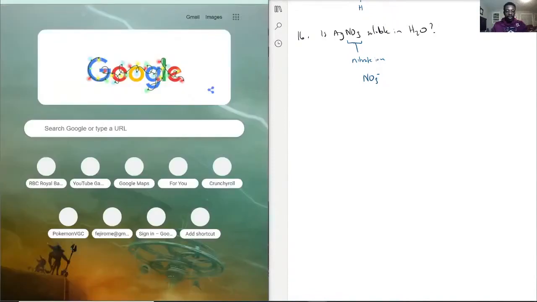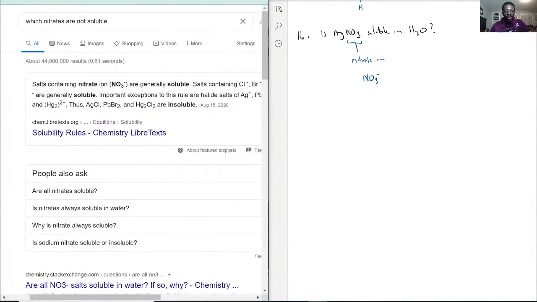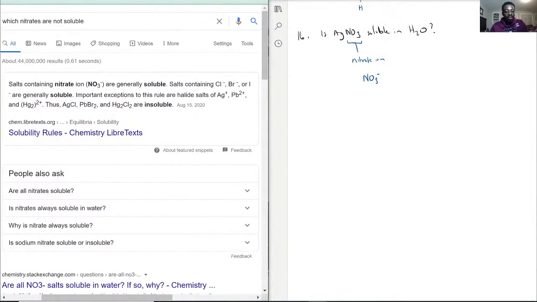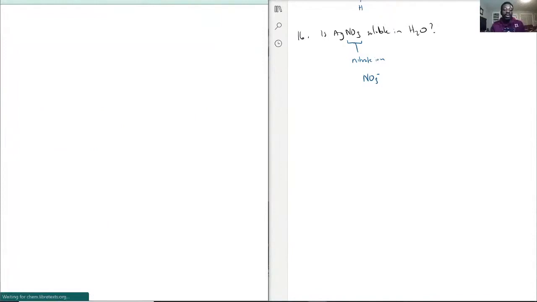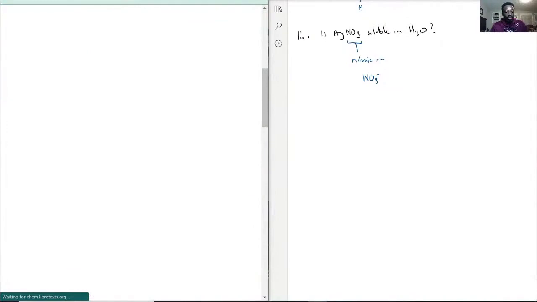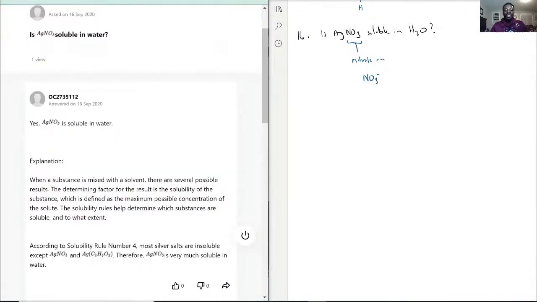nitrates not soluble. Which nitrates are not soluble? What do we get? Salts containing nitrate ions are generally soluble. In fact, they literally can't give us an example of something that's not soluble with nitrate. In fact, I'm going to expand this page here, go down over to the NO3 part. Yep, they can't literally think of anything that would make it insoluble with a nitrate.